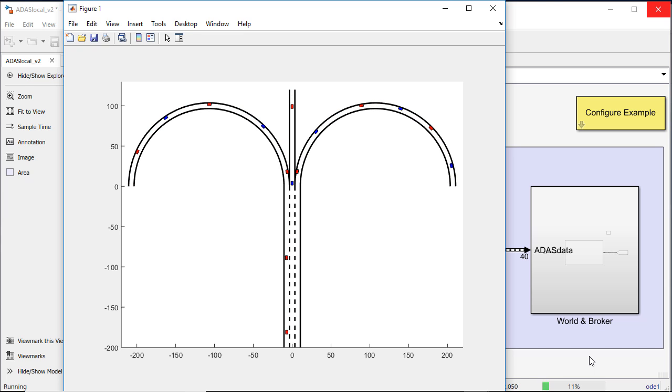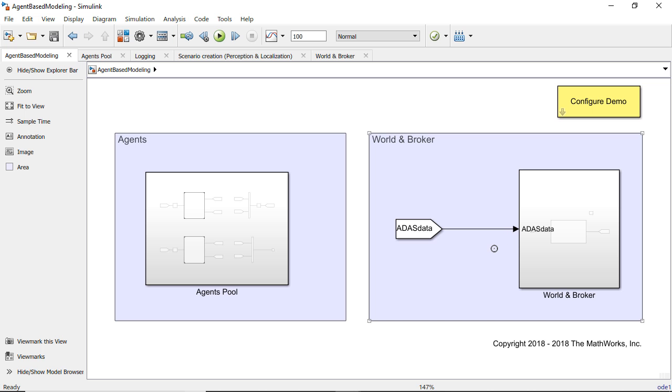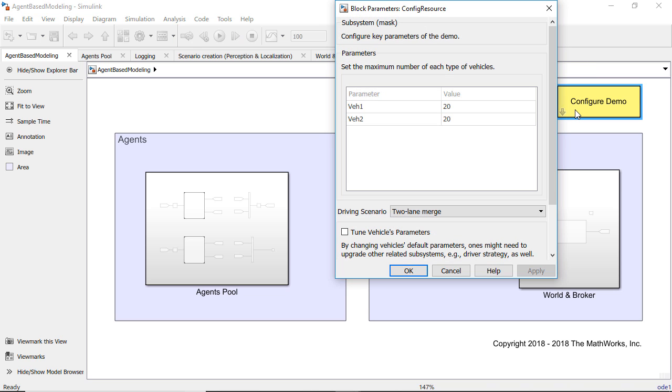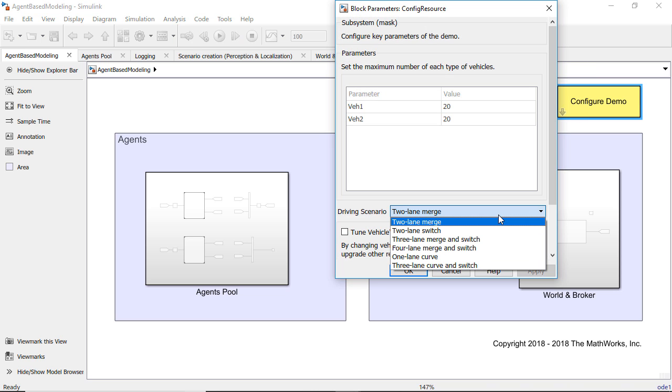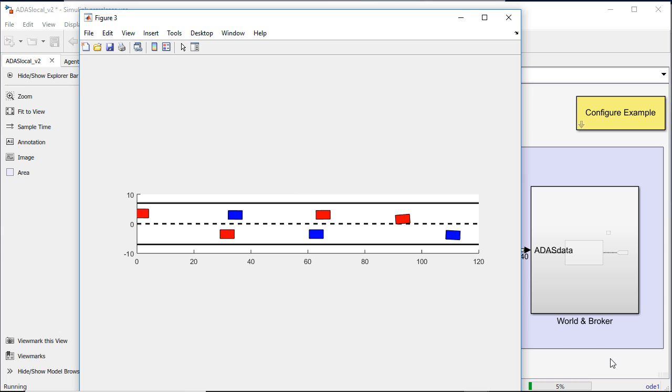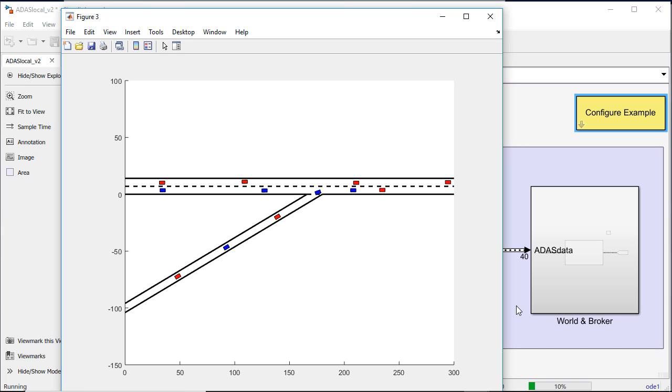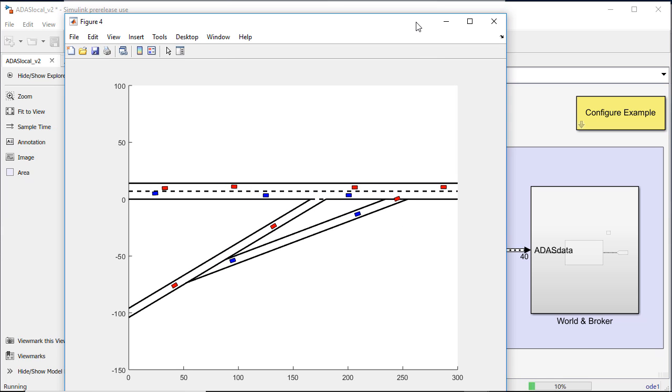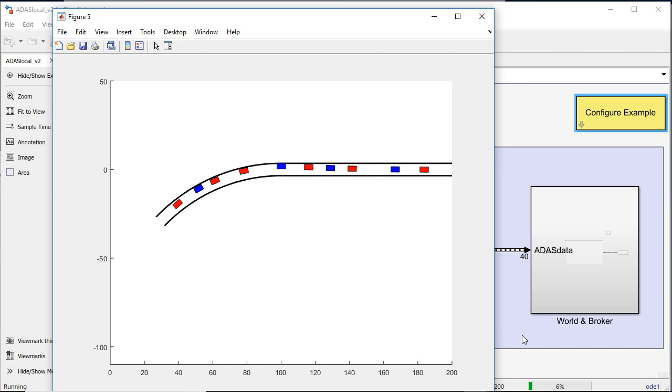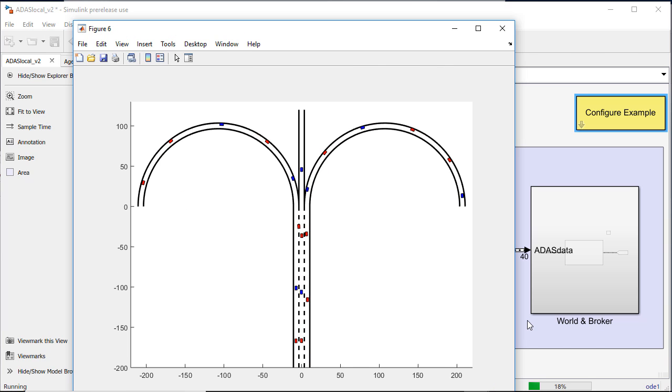In this agent-based model of driving scenarios, the entities or vehicles are separated and independent from the environment or scenario in which they operate. In this example, you can set the number of each type of vehicle and other parameters, and choose the driving scenario, such as 2-lane merge, 2-lane switch, 3-lane merge and switch, 4-lane merge and switch, 1-lane curve, and 3-lane curve and switch.